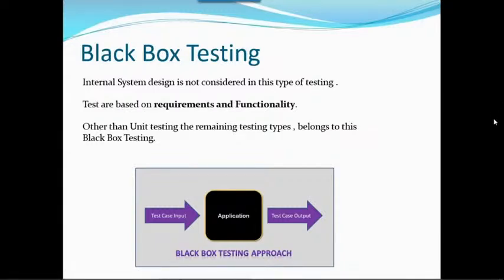Why do they call it a black box? See, we do not see any code. If you observe, we can test any kind of application. I can test a Java related application, a .NET related application, a Python related application. I never see the code. We never get the chance to see the code. So that's the reason they call it black box testing.